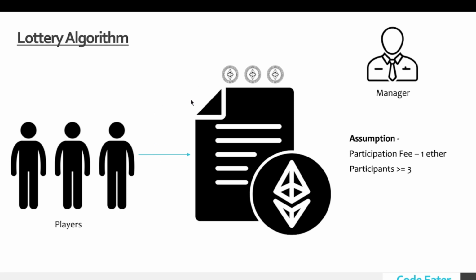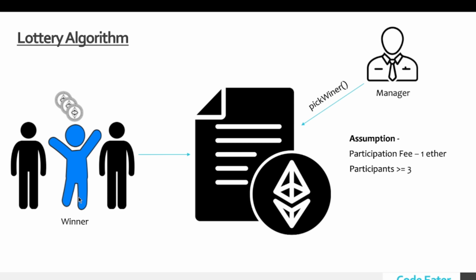Now, once we have 3 people here, okay, this is the only condition that we have: the participants should be greater than or equal to 3. In that case, the manager will be able to call the pick winner function that we will be creating inside this lottery smart contract. Once the manager calls this pick winner function, a random person will be selected from these players, and we are going to implement that function as well in this lottery smart contract. So he will call the pick winner function and a person will be randomly selected from these players. Let's say this person got selected; once he gets selected, all the 3 ethers will get transferred to his or her account.